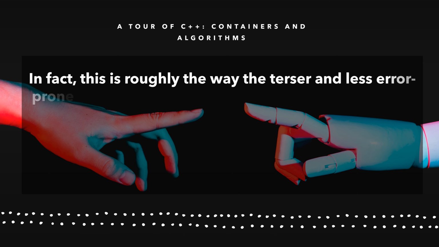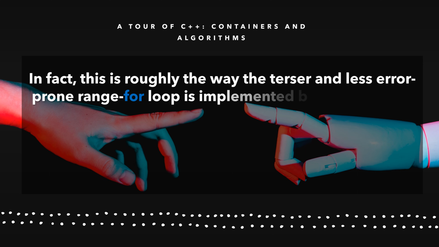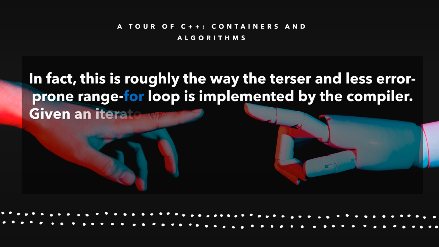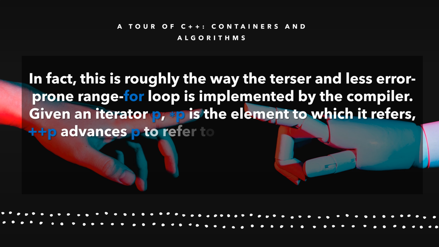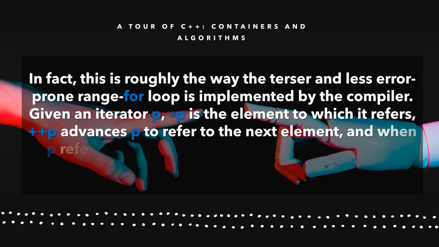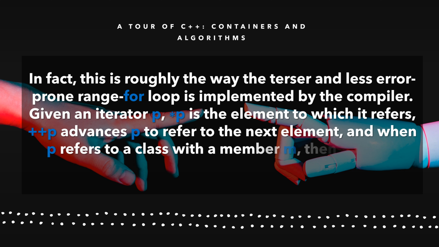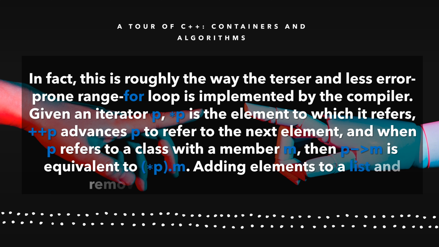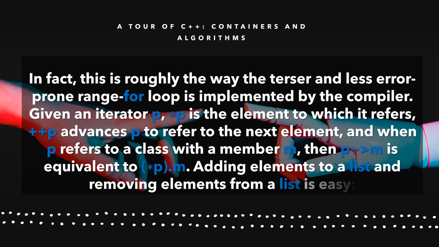In fact, this is roughly the way the terser and less error-prone range-for loop is implemented by the compiler. Given an iterator p, *p is the element to which it refers, ++p advances p to refer to the next element, and when p refers to a class with a member m, then p->m is equivalent to (*p).m.